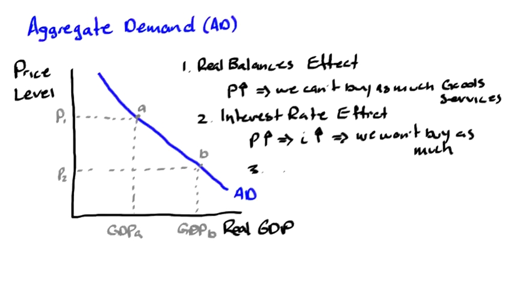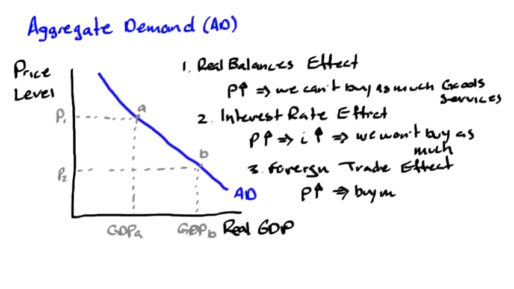Now the third reason is what we call the foreign trade effect. Now keep in mind that the size of the economy is dependent on what we buy, so us as consumers, businesses, and government, but it's also on what the rest of the world buys. So if our prices are higher here in Canada compared to other countries, then foreigners will buy more in other countries if our prices increase higher than their prices. So those are the three reasons why this thing is downward sloping.